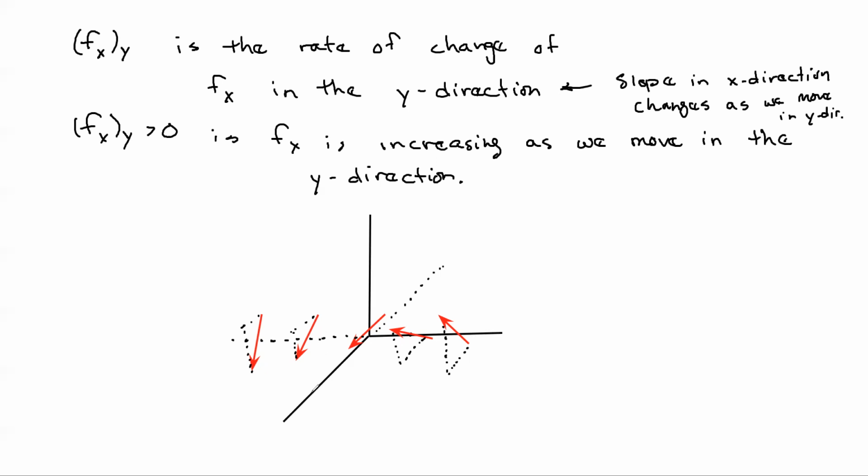Okay. So that's what the mixed partial does. What does that tell us about the shape of the graph? It's a little hard to tell. So let's go through and do the same thing with y.